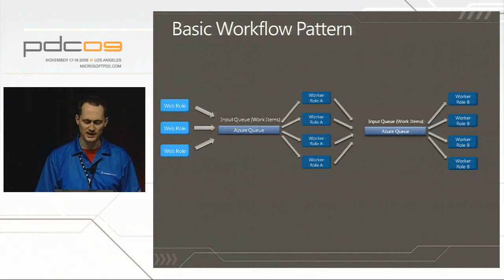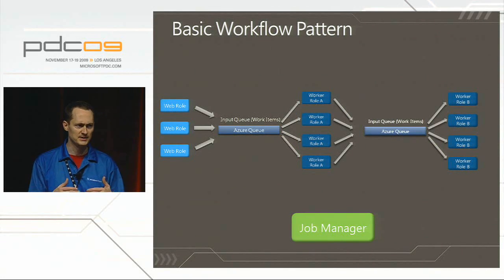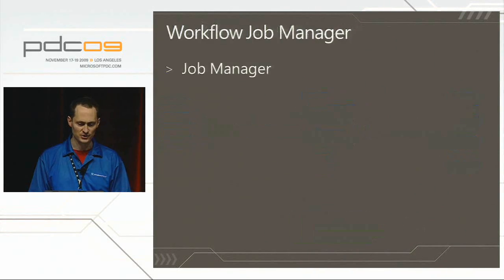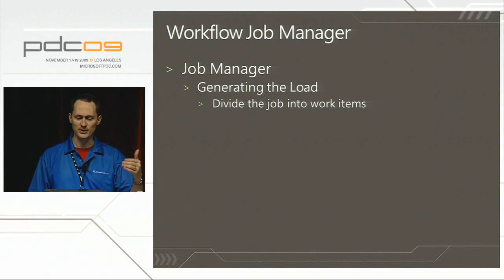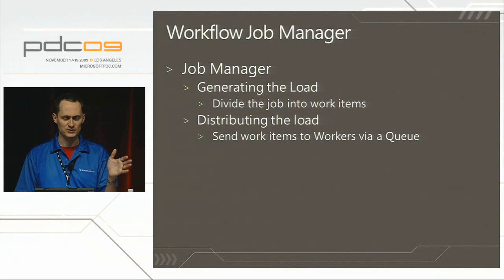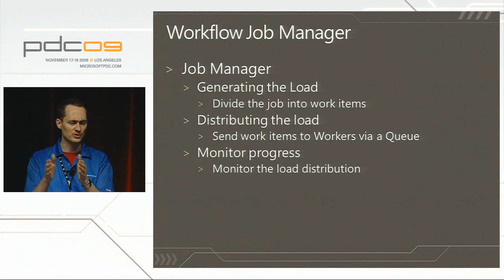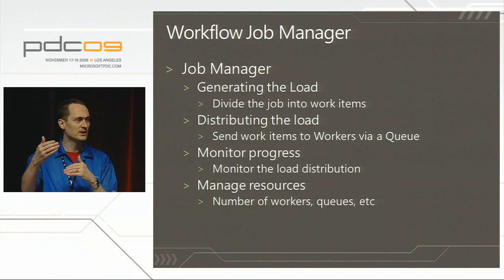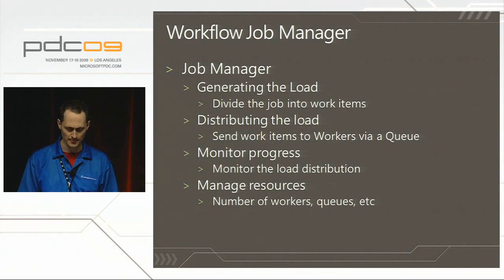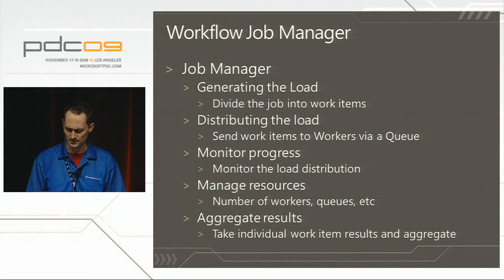Now, in doing this, you also might have what we call a job manager to monitor and control the overall workflow pattern. And this is a piece of the puzzle, or the service, that you would add to the service yourself. So what would a job manager do? Well, the job manager can potentially generate the load for the queue, the work items, and then distribute the work items to the queue. It could monitor the progress of the queues as well as the workers, so that it knows that, well, I need to increase or decrease the number of workers I have, or maybe add more queues or decrease the number of queues I need. And finally, for some applications, the job manager could also aggregate the results together and send those back to the customer.